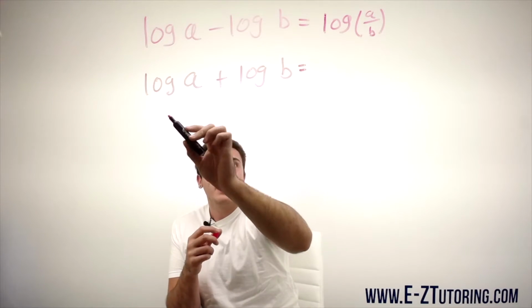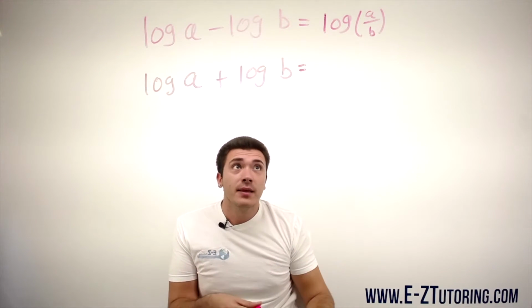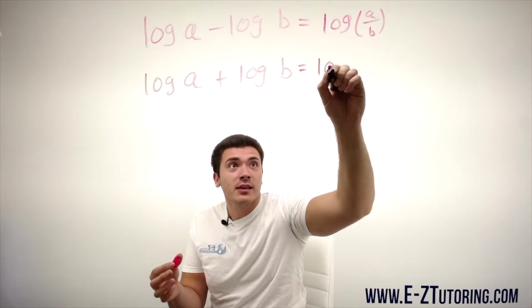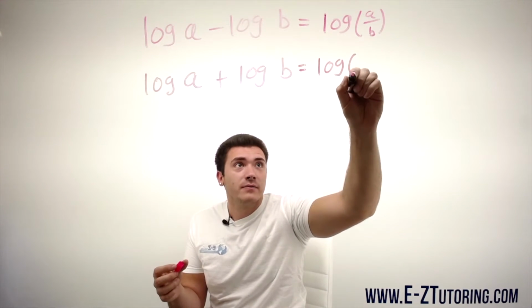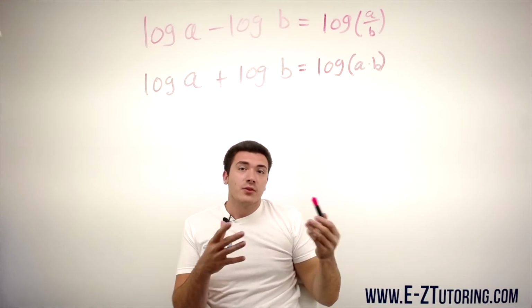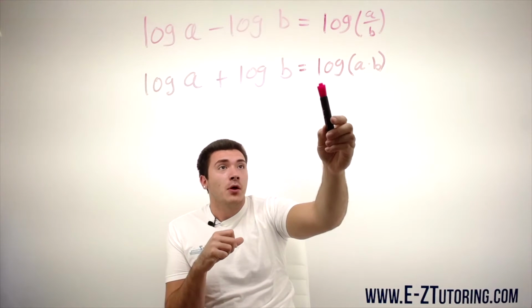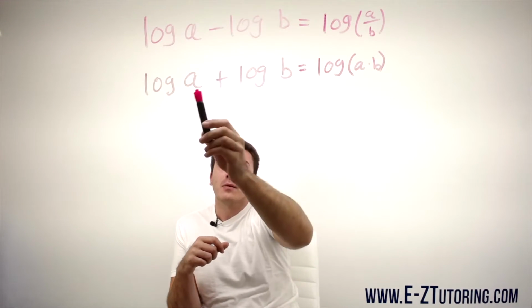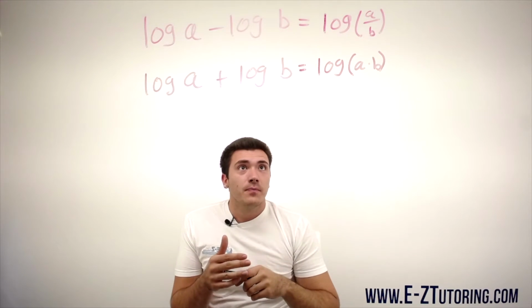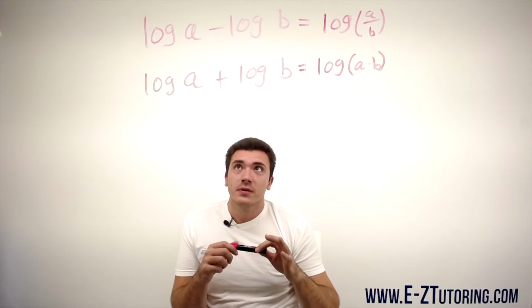Whenever you are adding logarithms, addition will turn into multiplication. So this becomes one logarithm of A times B. Now these rules also work backwards. If you see log of A times B, you can split it up into log of A plus log of B. So these are your two rules, which are very important.